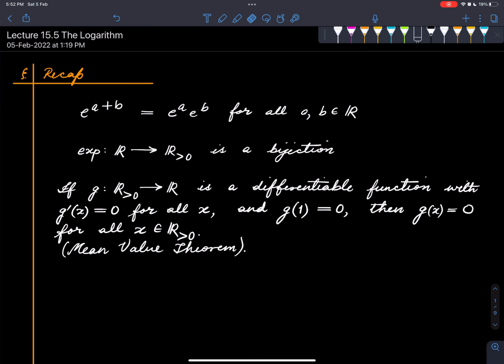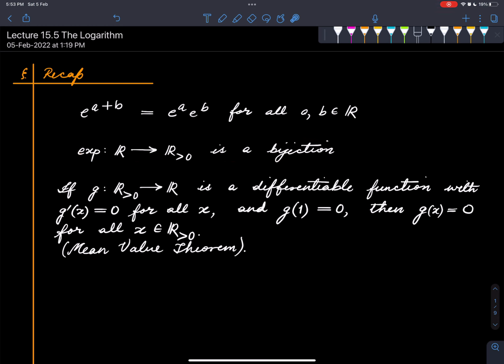Welcome to this lecture in the ongoing series of lectures in real analysis. Today we'll be looking at the logarithm function. Last time we saw some properties of the exponential function. One of the properties was that it converts addition into multiplication. So this is what it says. And we saw that the exponential function is a bijection, amongst other things.